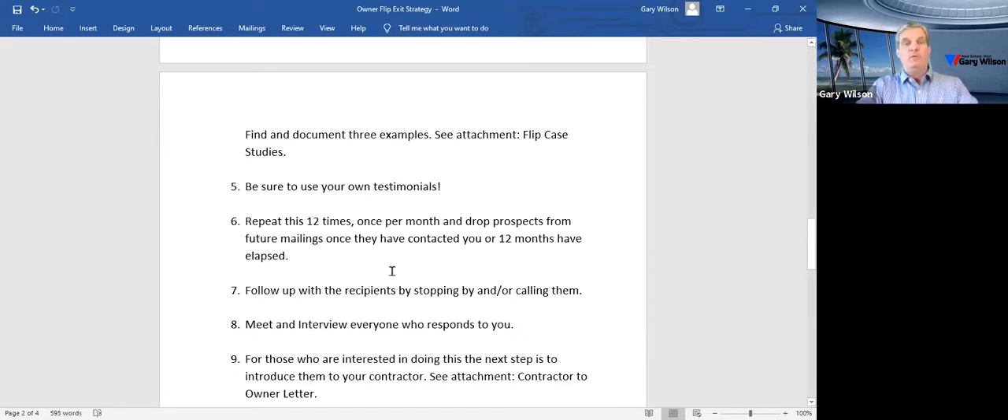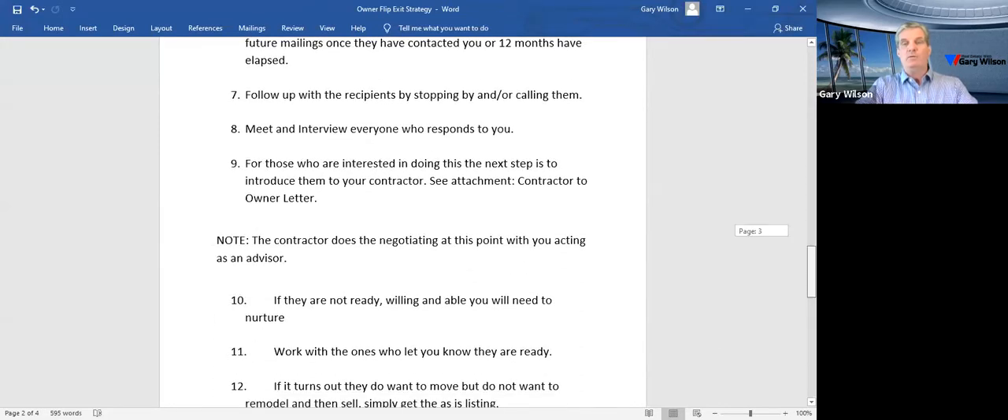Always follow up with the people who respond to you. Set up the interview, make the phone call, go in there, interview them, and screen and qualify them, obviously. Make sure that they're prepared, and also make sure the house is the kind of house that makes sense for doing this. In any case, the next step is to introduce them to the contractor.